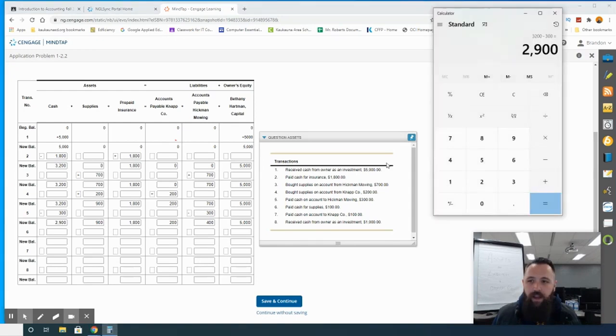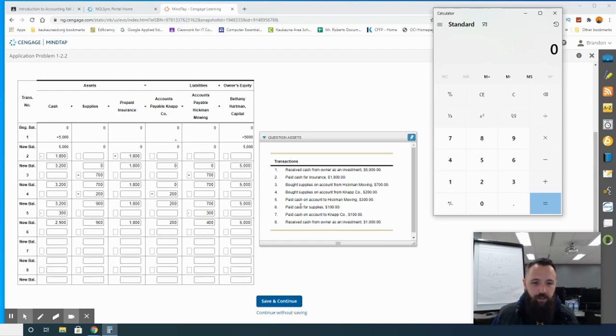Let's go ahead again and just check our left side versus our right side. So all of our assets, 2,900 plus 900 plus 1,800 equals 5,600. Compared to the right side, which is, I added the big number first, 5,000 plus 400 plus 200, 5,600. There we go. They match.